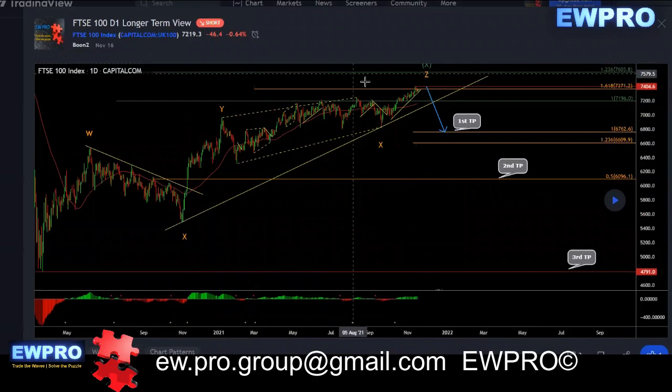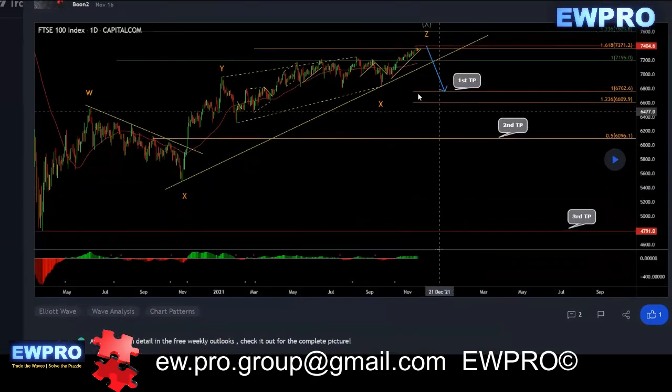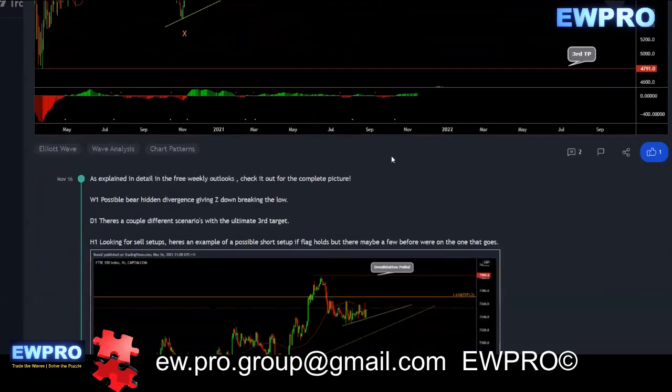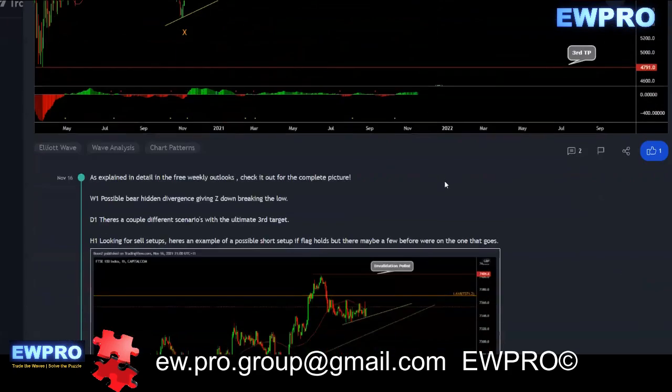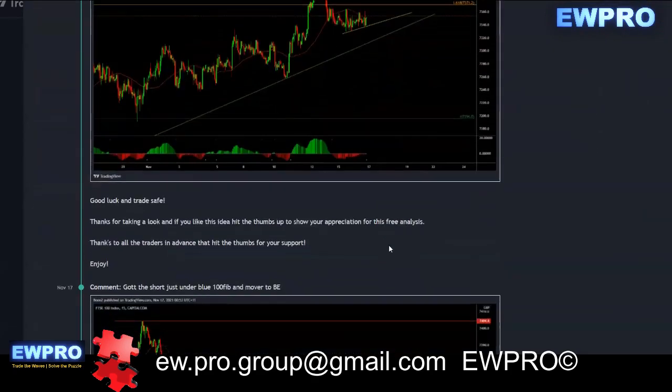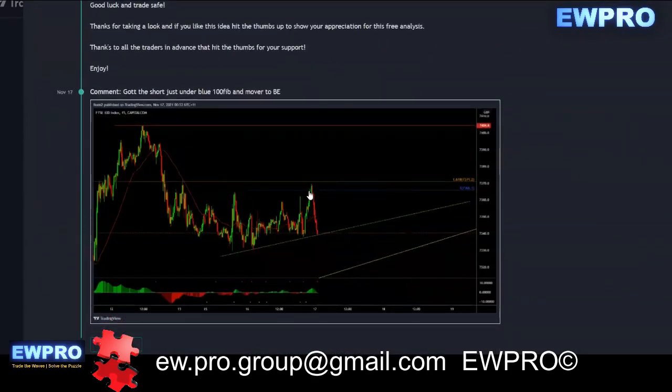This is on TradingView. Follow me on TradingView, because if you miss the weekly outlook, and I see a good setup, I'll post it on here so you can see the sell setup here where I was looking for. And as you see, my trade, I got in here and I was at break even at this point, moved to break even.